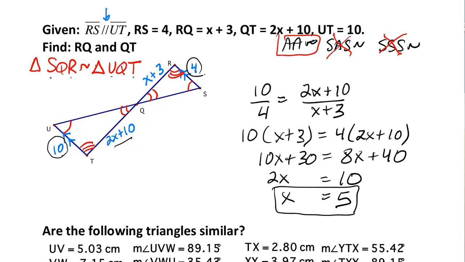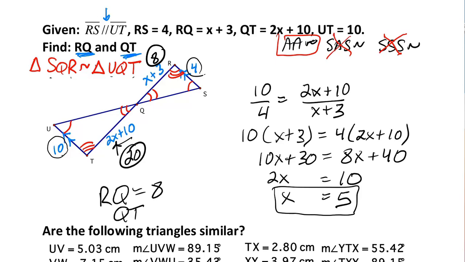However, that's not our final answer, is it? We're actually asked to find the length of RQ and QT. So plugging in 5 for x, 2 times 5 plus 10 is 20. And 5 plus 3 is 8. So RQ is 8. QT is 20. And that's our final answer.